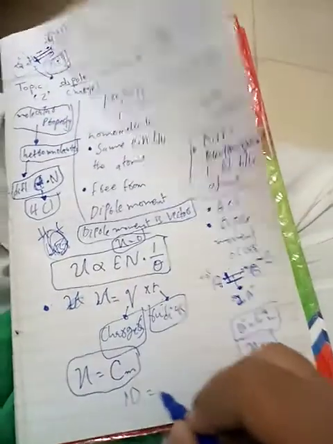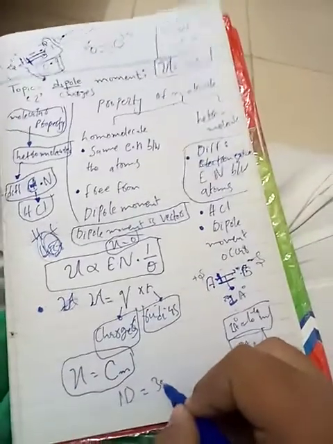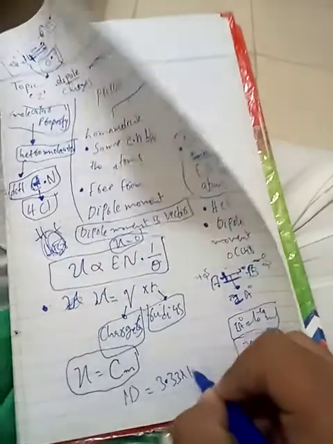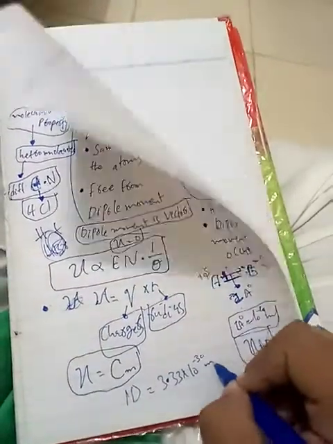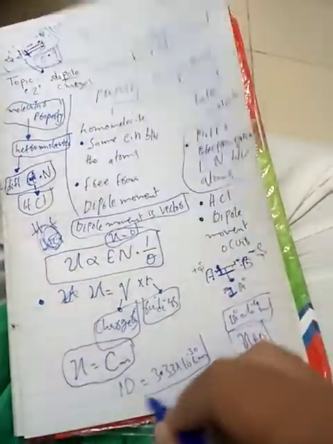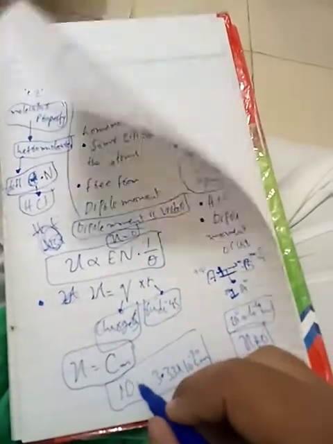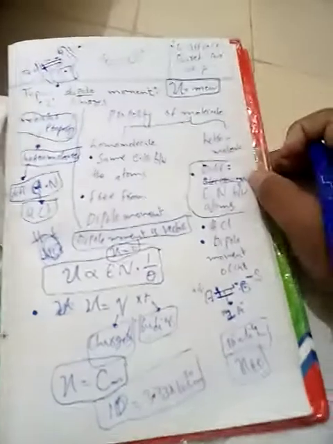1 Debye is equal to 3.33 into 10 to the power minus 30 coulomb meter, no sorry, centimeter. Yes, 1 Debye is equal to this value. Okay, this is the bigger unit. Okay, so now let's look at one example of dipole moment.